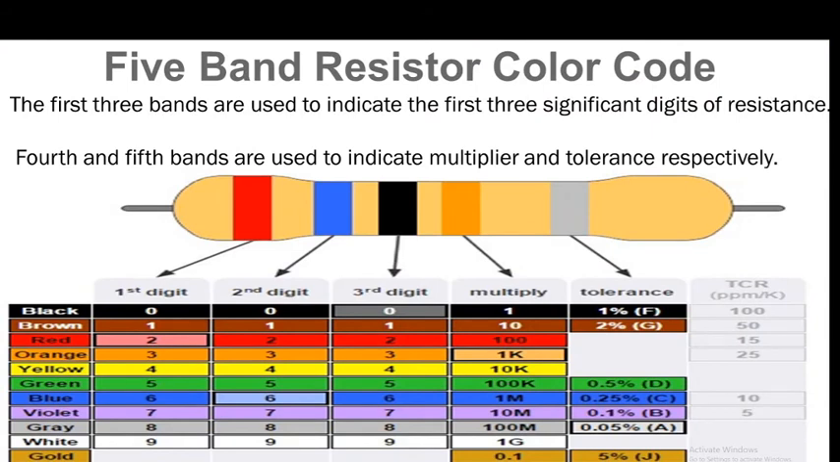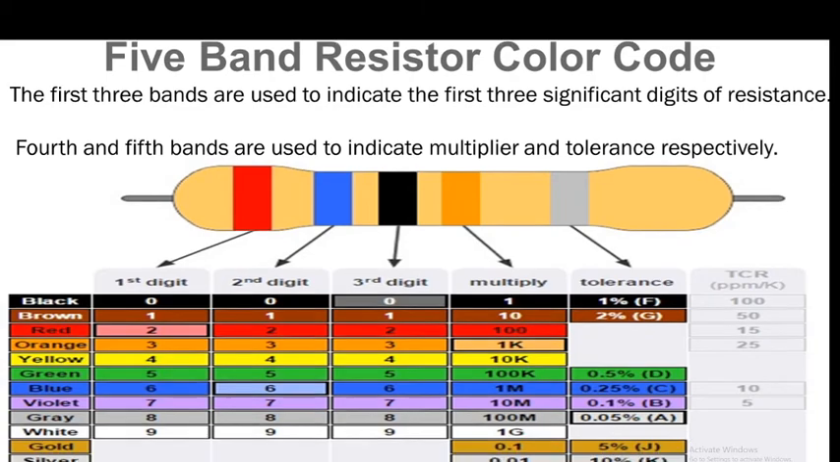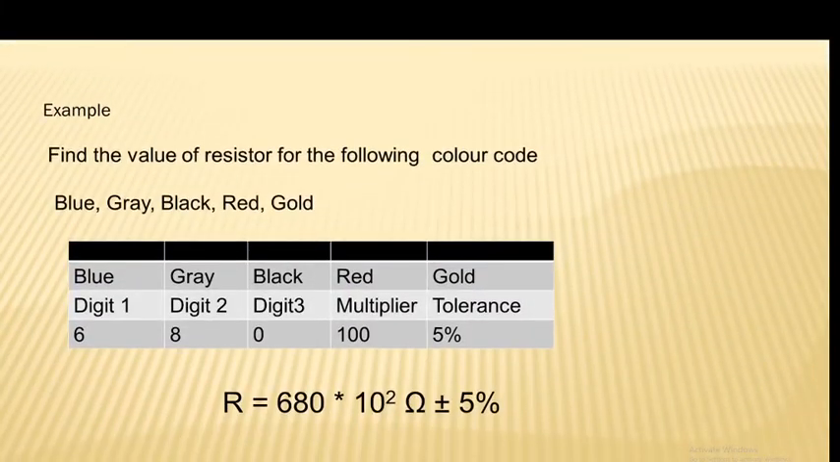When the resistor has 5 color bands, how do we find out its value? When the resistor has 5 color bands, the first 3 color bands indicate the first 3 significant digits, the fourth color band is the multiplier, and the fifth color band is the tolerance. So let's see an example for the 5 color band.